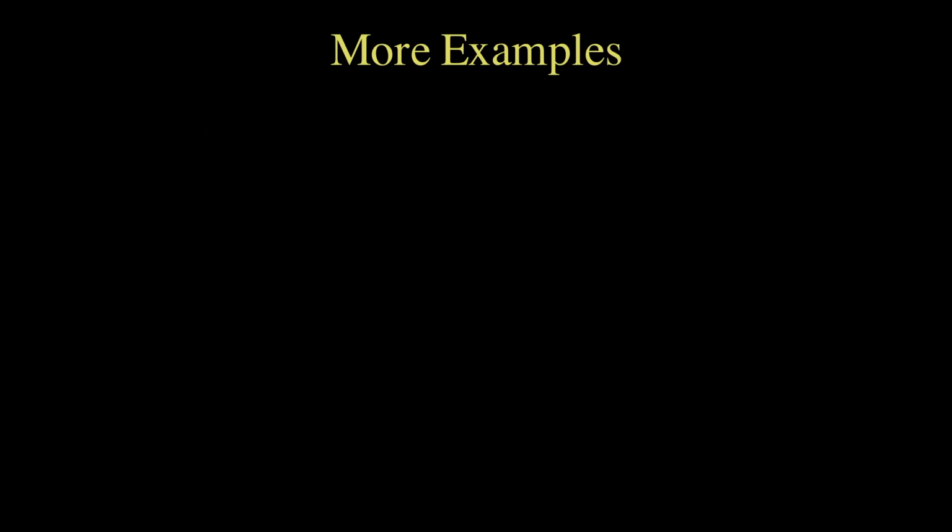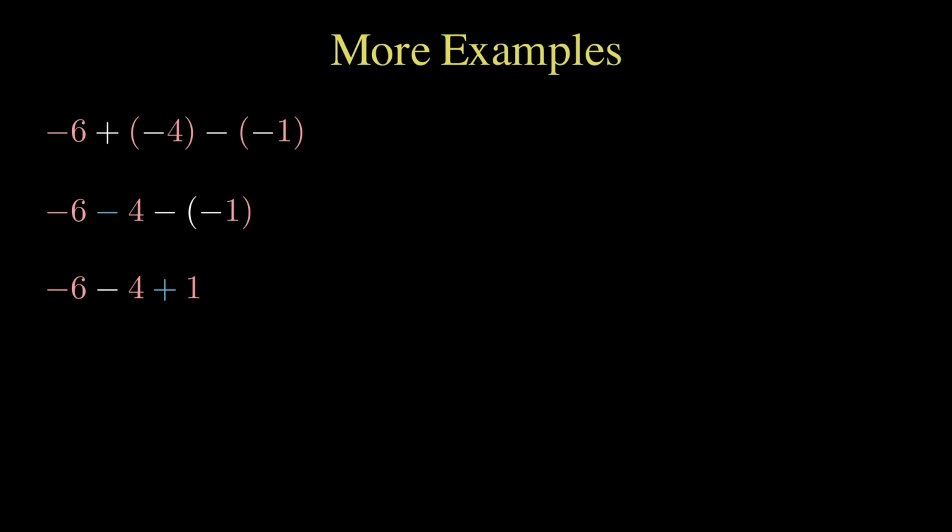Here's another question. This time we're given -6 plus -4 minus -1. Try to work this example out. Well, the first step here is again to simplify our signs. Here we have a plus and a minus, which again becomes minus. So we get -6 minus 4 minus -1. Now we can simplify the two negative signs, which become positive. Thus, we now have -6 minus 4 plus 1. Well, we know that -6 minus 4 is -10, and let's add 1 to it to get -9. Hence, our answer is -9.